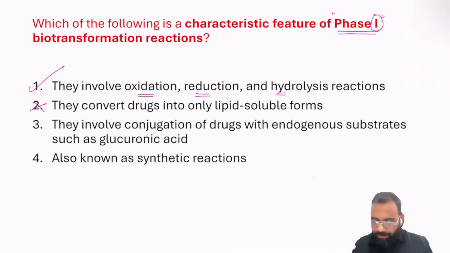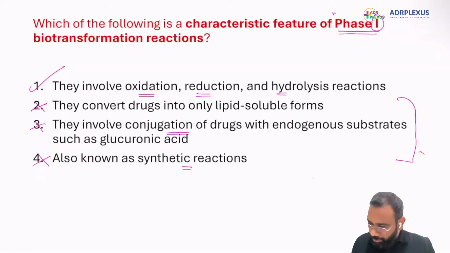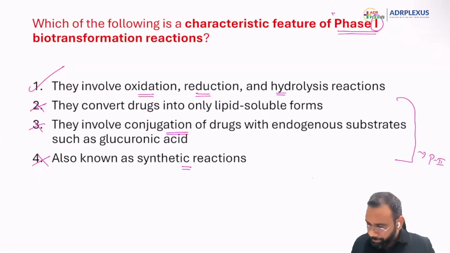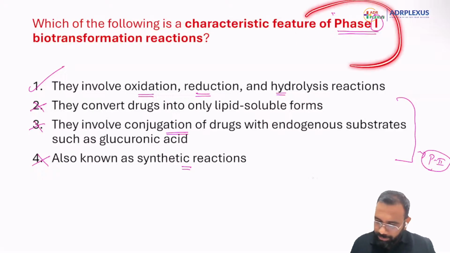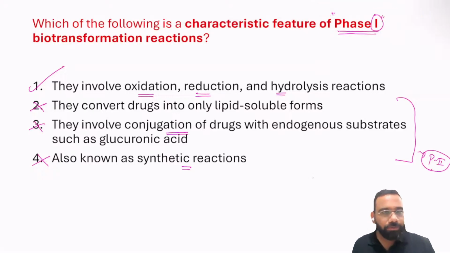So this is not a correct one. Does it involve conjugation of drugs? No, conjugation of drugs is involved in phase two, also known as synthetic reactions. No, they are also known as degradative or non-synthetic. All these three, the remaining options two, three, four, are characteristics of phase two. This is what the direct question came in INI-CET 2024.